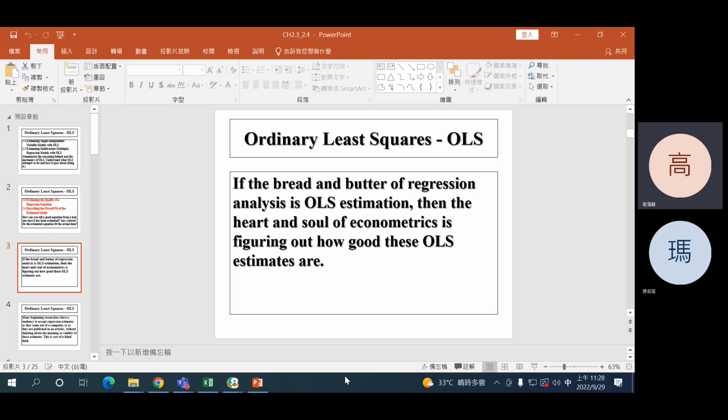If we say the bread and butter of regression analysis is the OLS estimation, then the heart and soul of econometrics is figuring out how good the OLS estimates are.